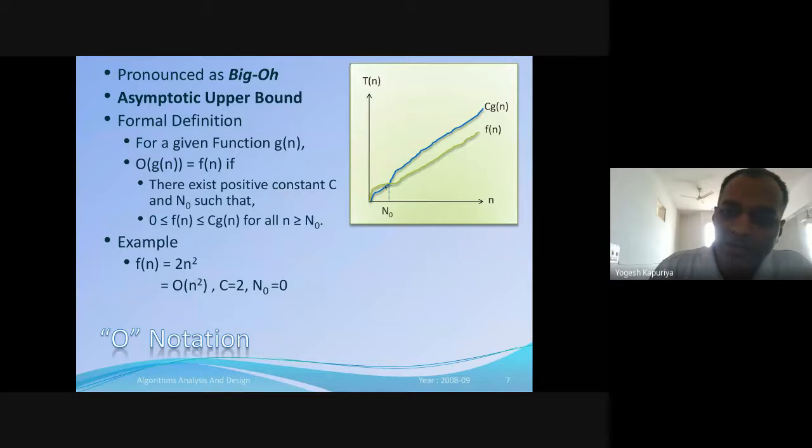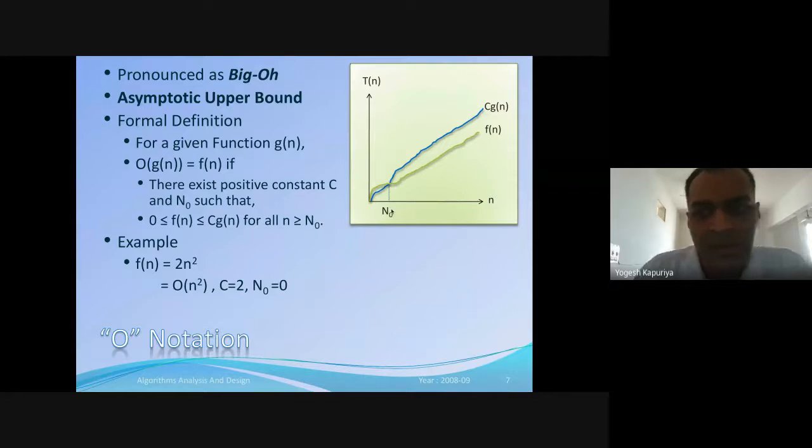Now, if you see these functions, for a given function f(n), there is a point n0. That means this n0 is actually the value of n. Before that value, your f(n) can be greater than c·g(n) or it can be less than c·g(n). It can be anything between these two points. So between 0 and n0, you can have any value of f(n) and c·g(n). But once your n becomes n0, then your c·g(n) is always going to be greater than the value of f(n).